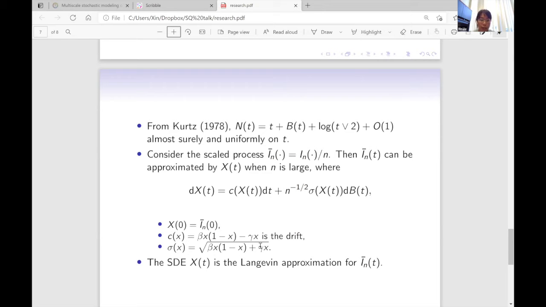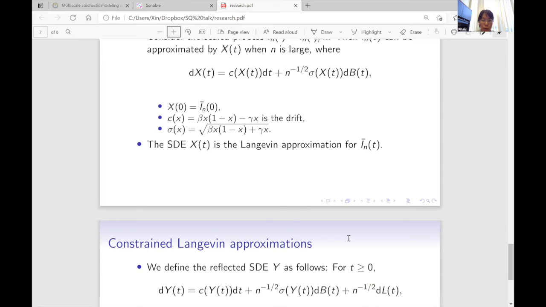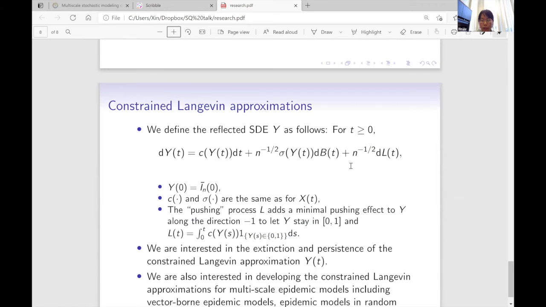So this actually made me think, can we also develop some constrained Langevin approximation for this I bar n(t)? That means we want to put some reflection at this 1. Whenever this process wants to escape from this 0-1 interval, we are going to give it a pushback. So that's what made us think, okay, let's add this additional term, which we call L. We call this process a reflected SDE, Y.